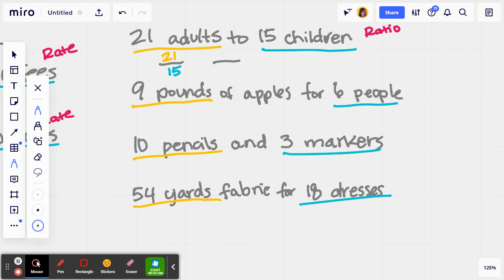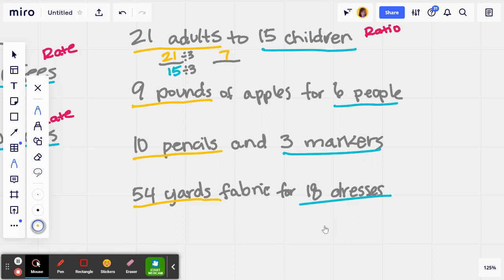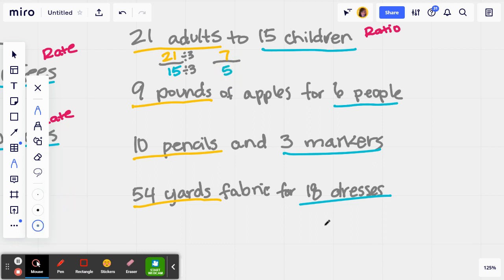All right, I know that I can divide both of these by 3, which leaves me with 7 and 5. Again, always label so that you know what the 7 and the 5 stand for. So we have 7 adults to every 5 children.